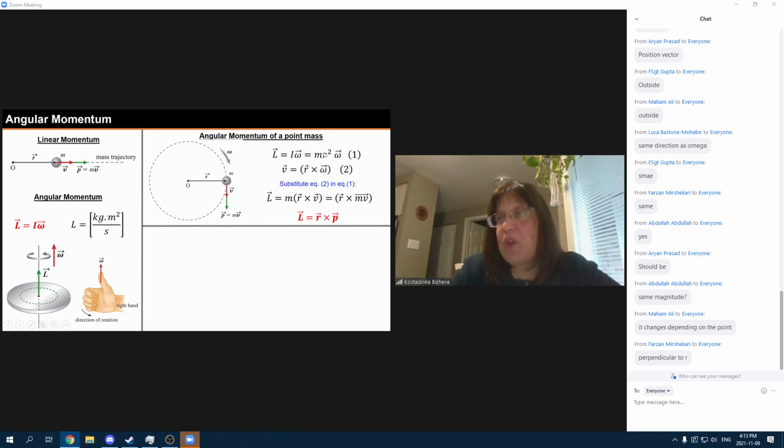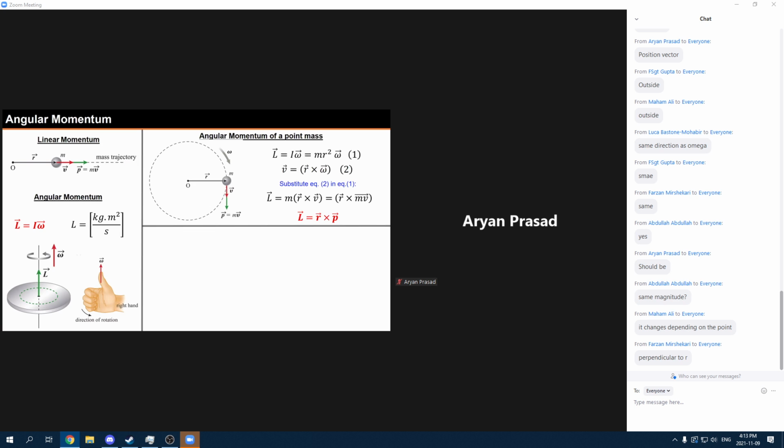And then when you're left with only one r here, you know that L sticks out of the plane of rotation while v is in the plane of rotation, and so is p. So in order to get outside of the plane of rotation, it has to be a cross product. Did I answer the question correctly? Yeah, that's good. Okay. All right.